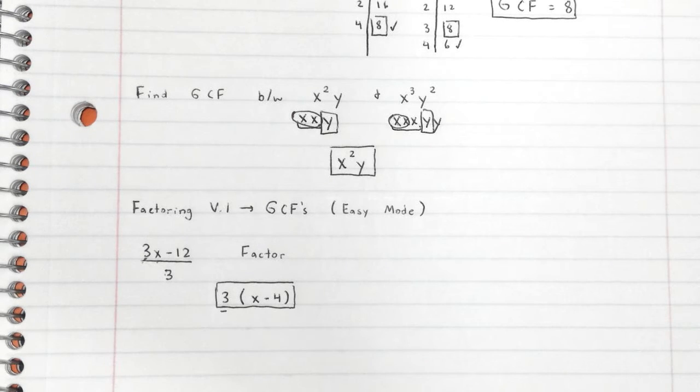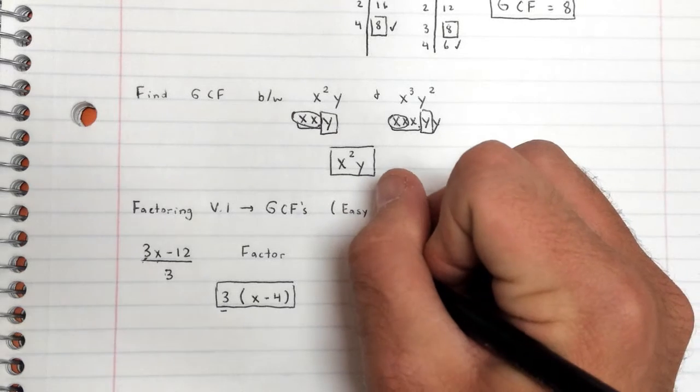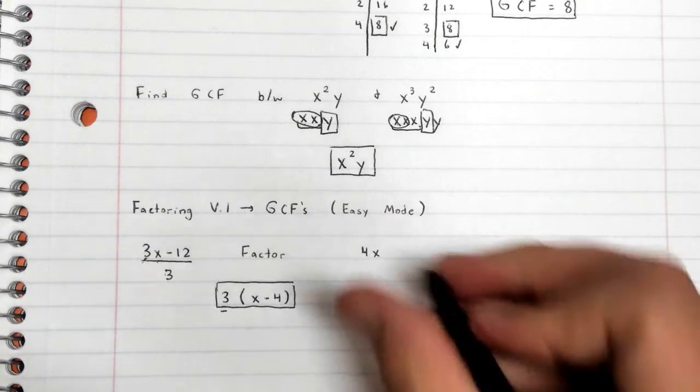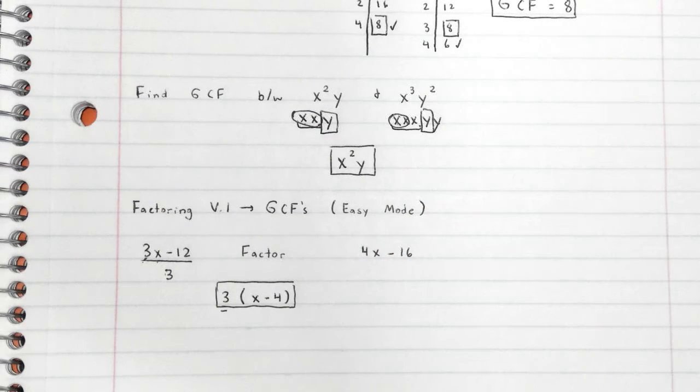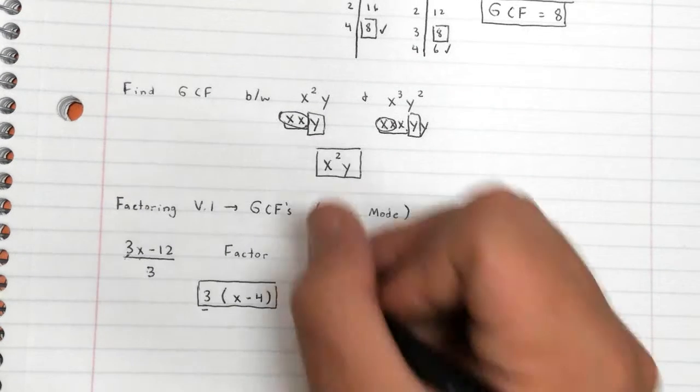They're totally fine. What about this? If I gave you 4x minus 16, and I said factor.